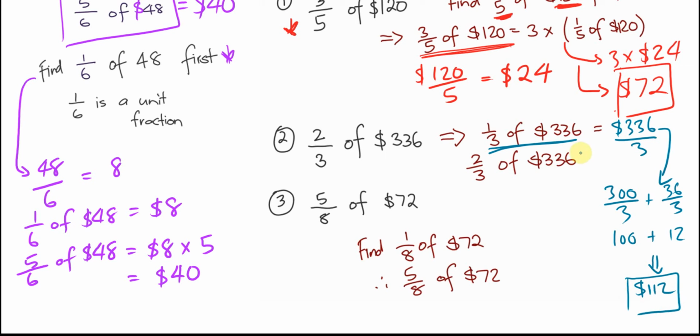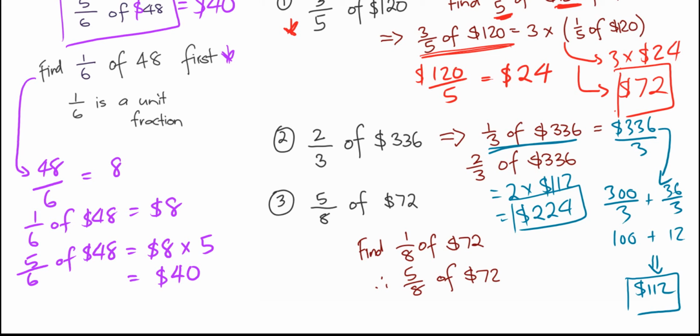So 2/3 of $336 is 2 times 112, which is $224. That's our final answer there.